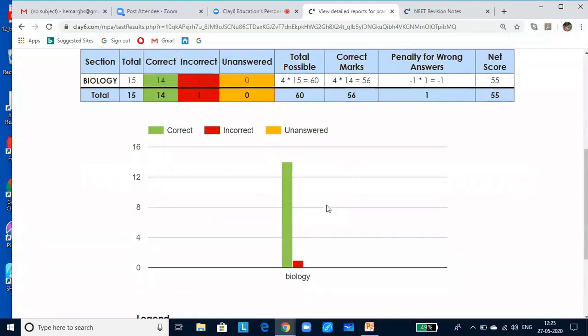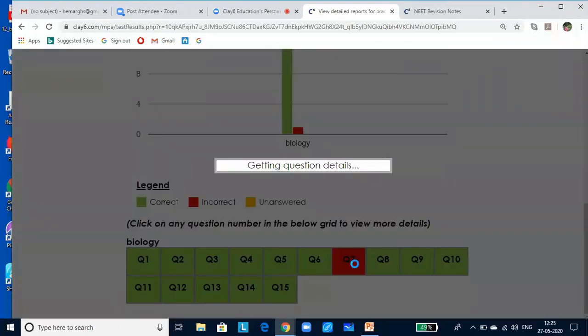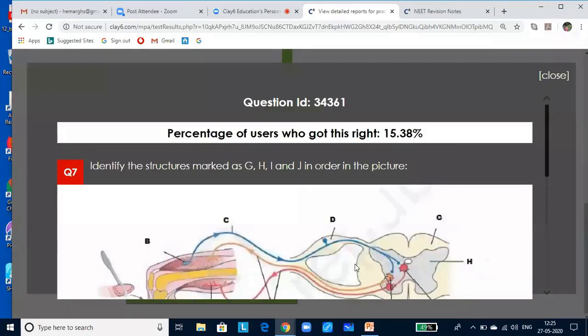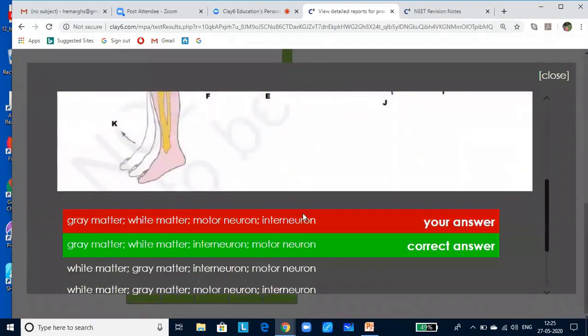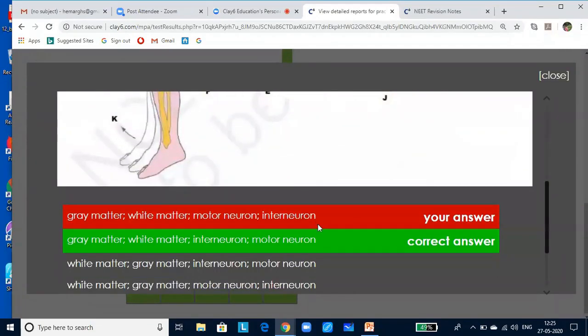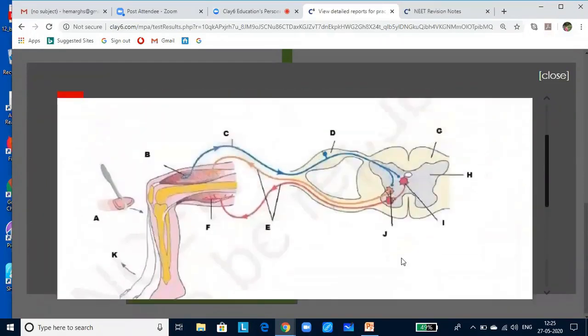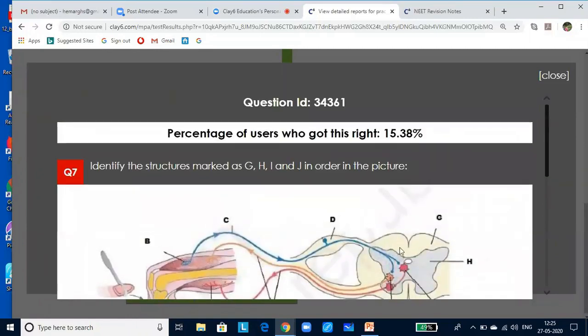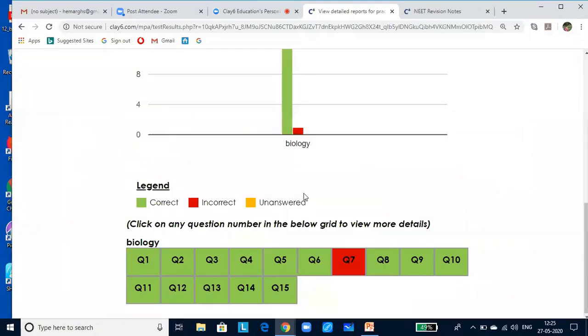Oh, there is one wrong question. Let me see. Identify the structures marked. I said it is motor neuron. Again, I made a mistake while clicking it and made it the interneuron. I overlooked the choice. So here comes the thing where you have to be very careful when you are taking the answer. Even when I'm doing it for practice, I'm able to get wrong answers. When you are clicking it, please click it properly.